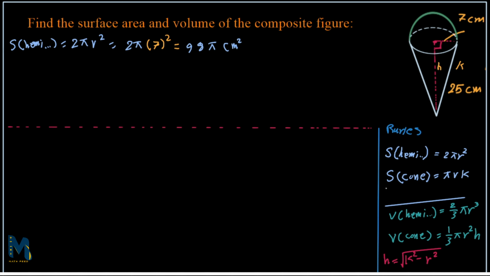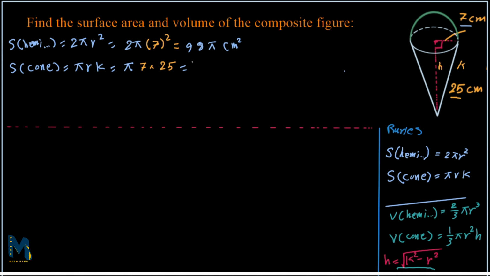Now we have to find the surface area of a cone individually as well. Surface area of a cone equals pi r k. We have pi. Instead of r we have 7. And instead of k we have what? We have this height, which is 25 centimeters. So again, you can use a calculator. 7 multiplied by 25 is 175 pi.